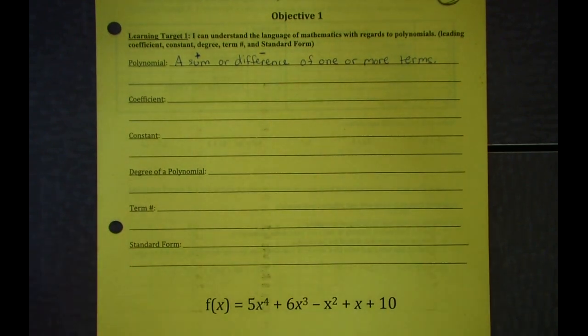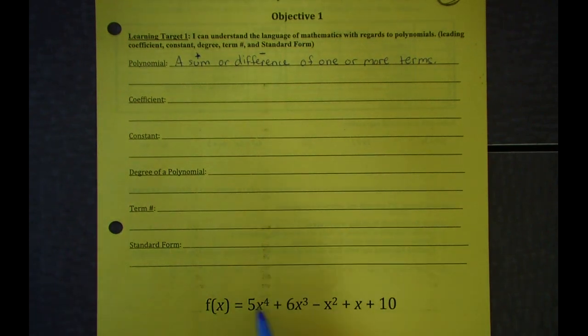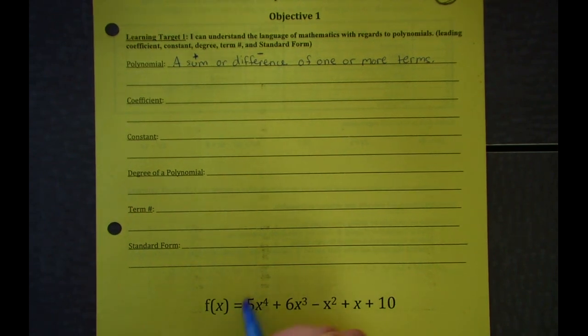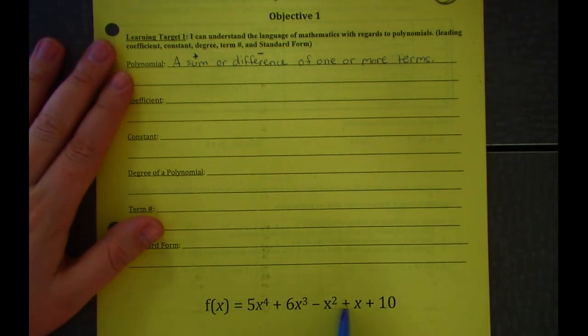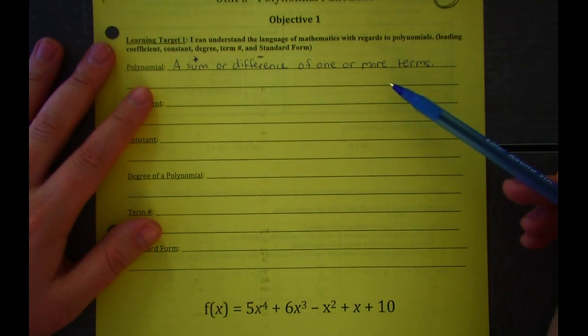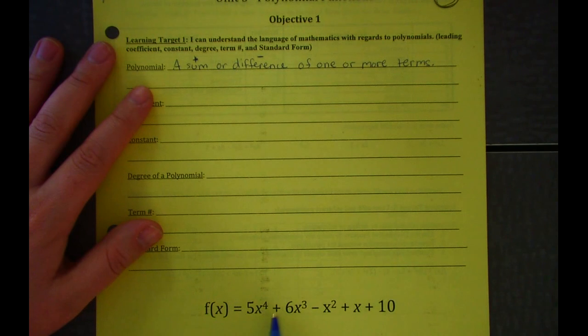When we talk about terms of a polynomial, we're talking about each of these little clumps of numbers and letters multiplied together. So like this is a term right here, this is a term, this is a term, this is a term, and this is a term. And notice that each of these terms are separated by addition or subtraction. That's what we mean when we talk about a sum or a difference of one or more terms. This is a sum or a difference of 1, 2, 3, 4, 5 terms.